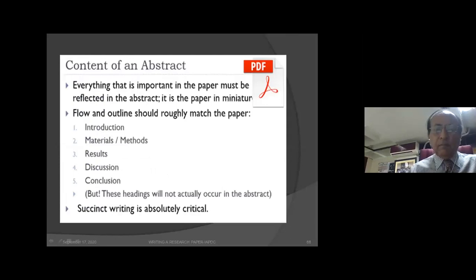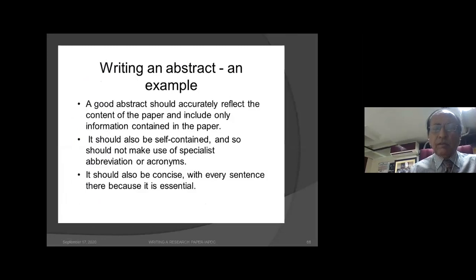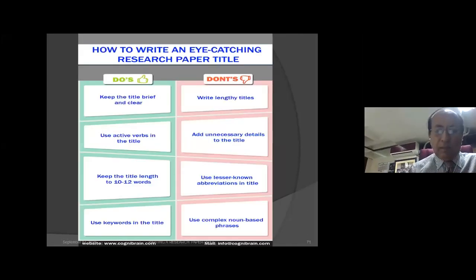Okay, let me very quickly go through do's and don'ts. This is what we should do in the research paper. Keep the title brief, use active verbs, keep the title length to 12 words. Don't use a very long title for the research paper. Use keywords.